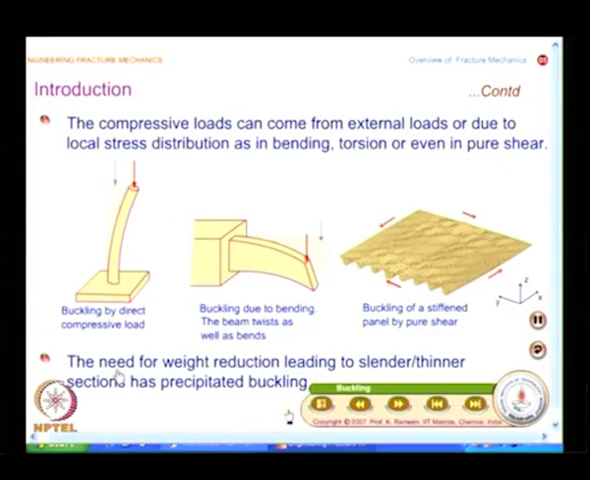and why do we go for thin structures? See, now we are living in the space age and we want to have structures that are pumped into space. Even if you reduce 1 kilogram of weight, you save an enormous amount of fuel, and we talk about optimization. We want to remove extra material wherever it is placed which is unwanted. You would like to scoop out material. So, by all these processes you are going in for thinner structures. So, one of the greatest problems in space technology is actually buckling. So, the need for weight reduction leading to slender, thinner sections has precipitated buckling.